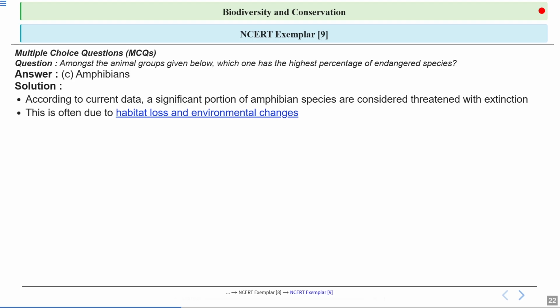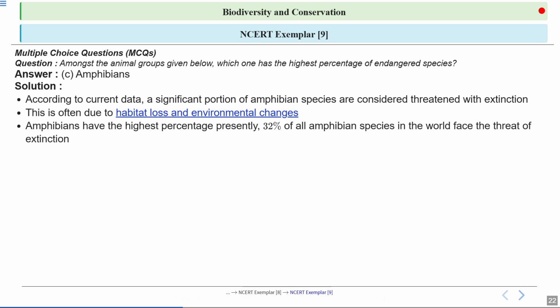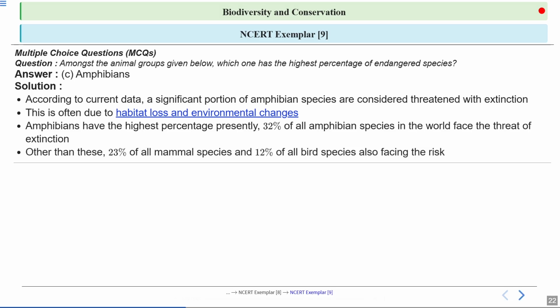Many species are facing threats because their natural homes like forests or wetlands are being destroyed or changed, often because of human activities such as deforestation, pollution, or climate change. Amphibians like frogs, toads, and salamanders are facing a big problem today. About 32% of all amphibian species are at risk of going extinct. And this is a serious issue because amphibians play an important role in the ecosystem, helping control insect populations and serving as food for other animals. Besides the previously mentioned species, about 23% of all mammal species and 12% of all bird species are also at risk of extinction.